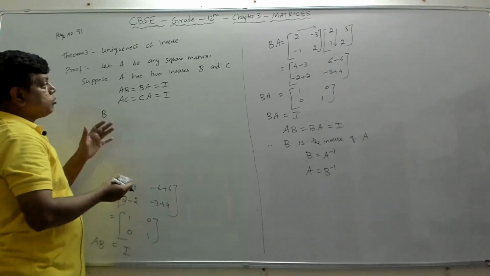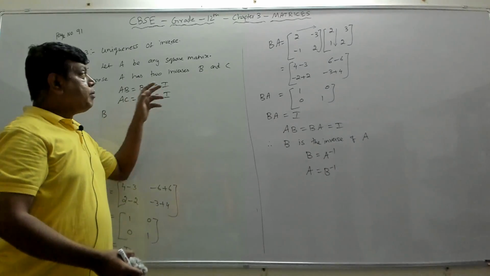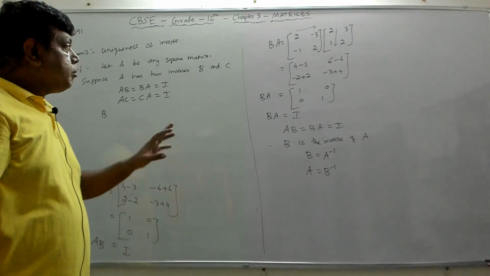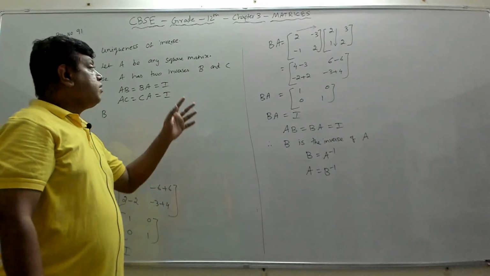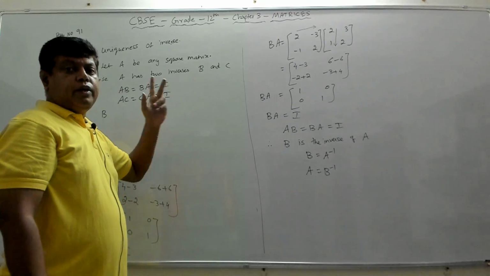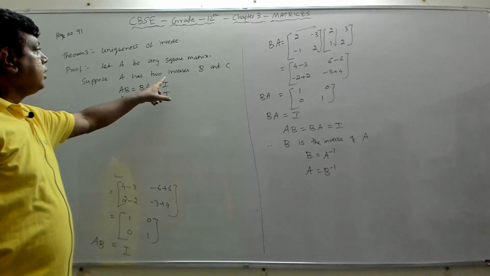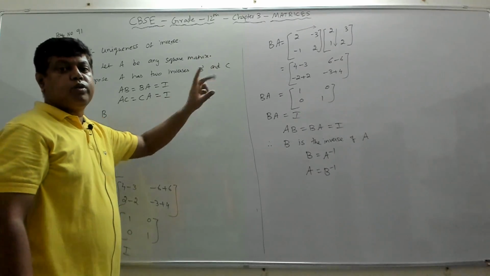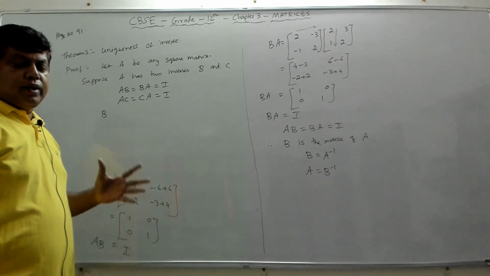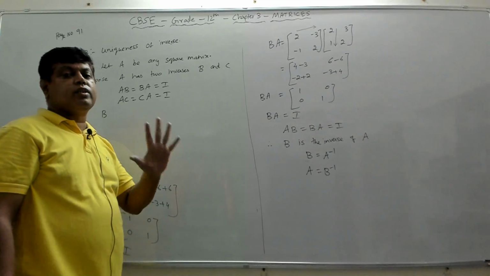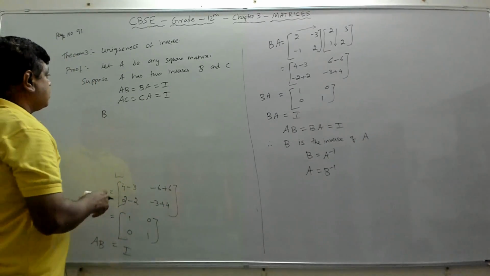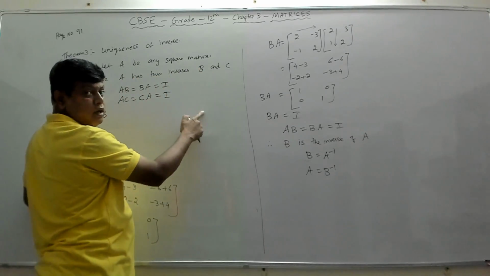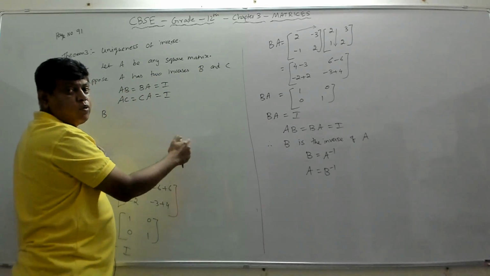Now what I am going to prove is that the matrix B is equal to C, which means we are going to prove that matrices B and C are equal. If you prove B and C are equal, then it is a unique inverse. A has only one inverse, which is B, or you can call it C, because both are the same matrix. Matrix A cannot have two different matrices as inverses, right? So we have assumed that A has two inverses, and down the line we will prove that B is equal to C.